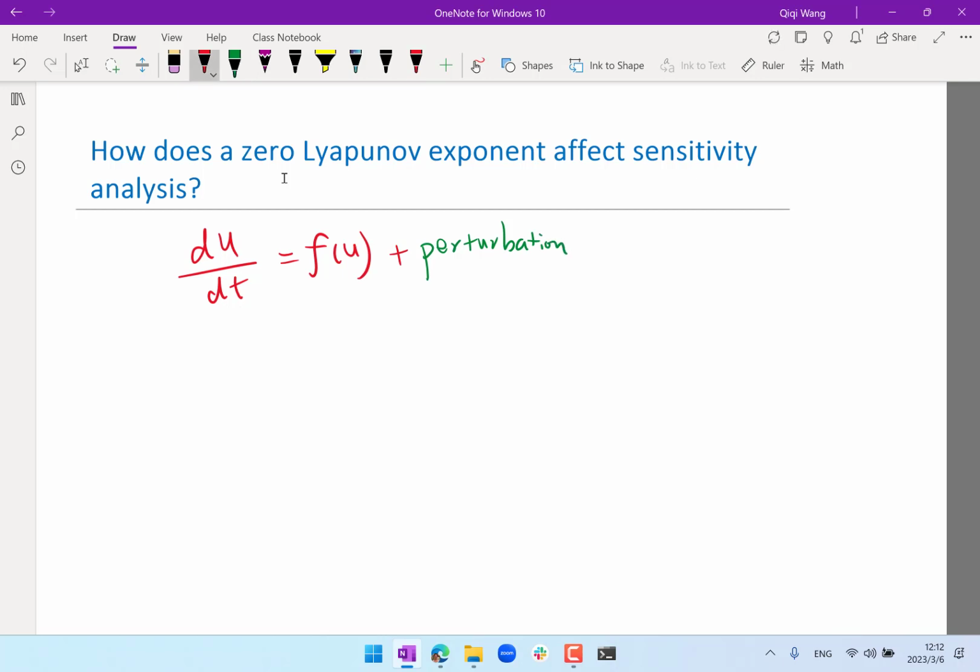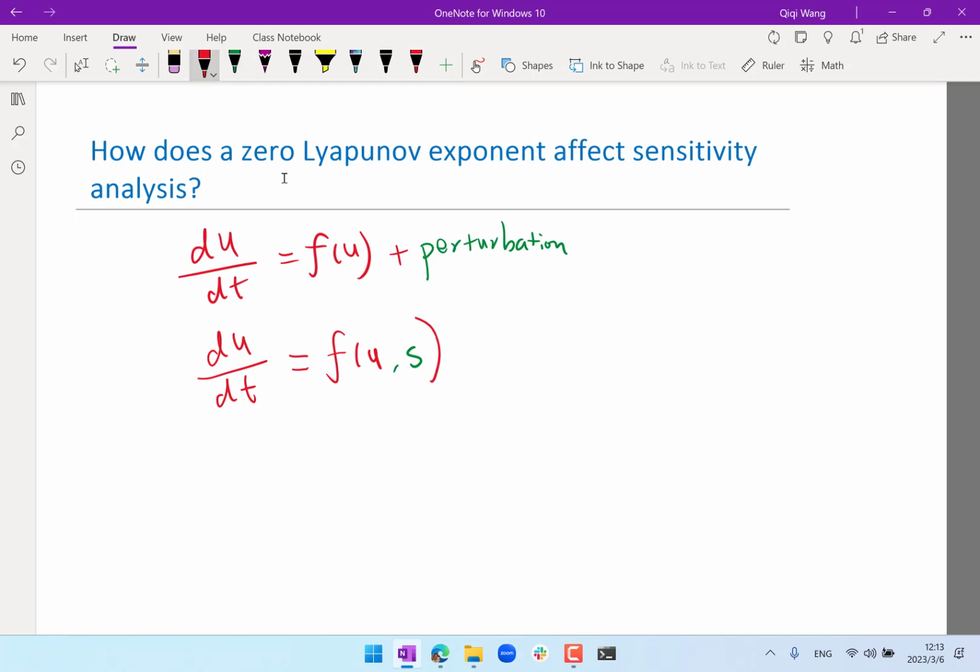And one of the most interesting types of perturbation, the one that has the most applications, is what's known as parameter perturbation. So du/dt equals f of u and a parameter s.